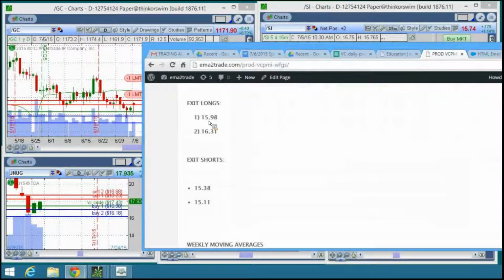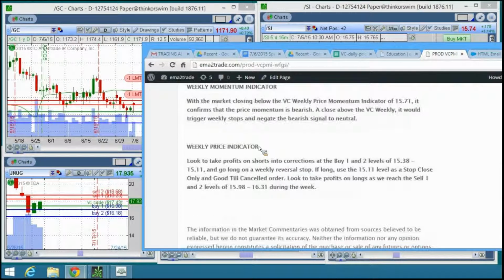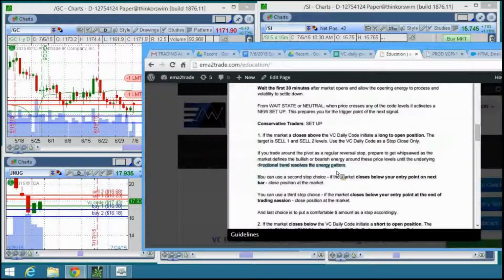1598 is the sell 1 level for silver, and 1631 is the second level, as indicated very clearly and posted on Saturday. The close above 1571 is activating an additional confirmation and basically triggering the targets of 1598 to 1631. So we wait for clear criteria. When the signal is activated, it tells us right away where the stop and the targets are.